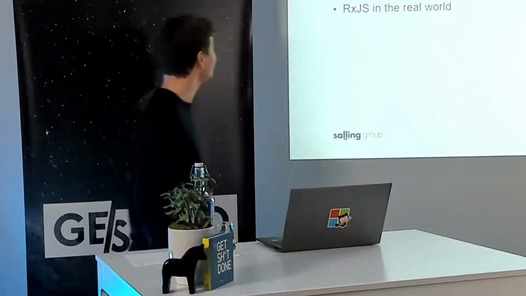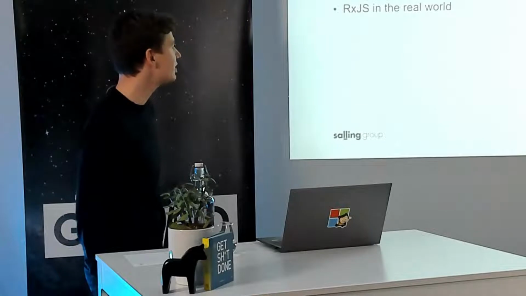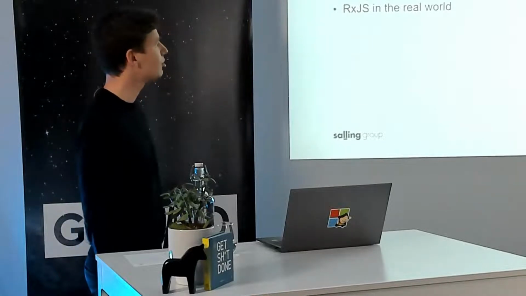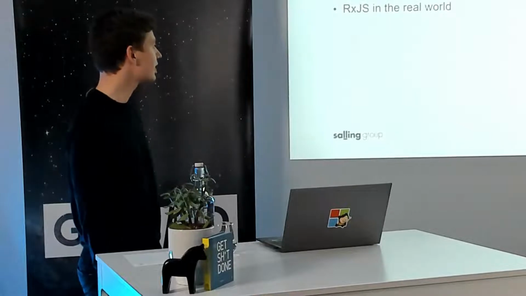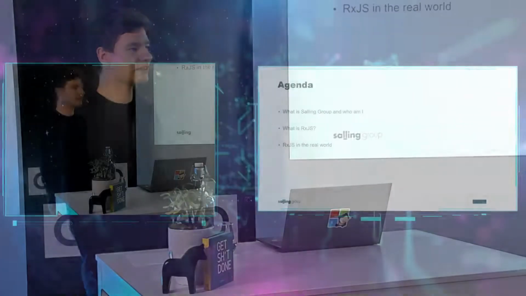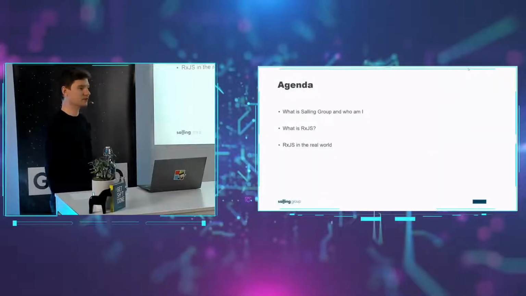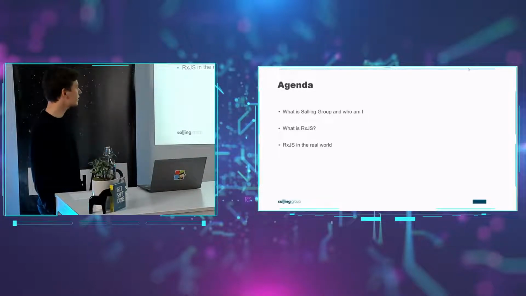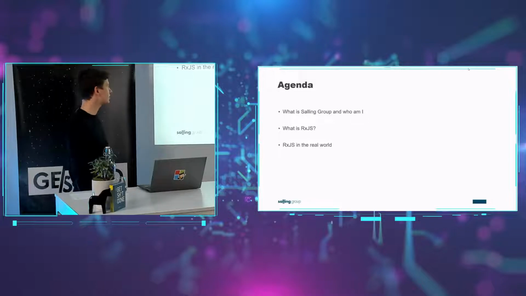So let's get started. I have an agenda with me. What I'm going to be presenting now is, first of all, the company I'm currently working for and who I am. Then I'm going to get into RxJS, which is the technology that I have taken with me to present for you guys. And once I'm done with that, I'll get into some examples of RxJS in the real world, specifically what we're using it for where I'm currently working.